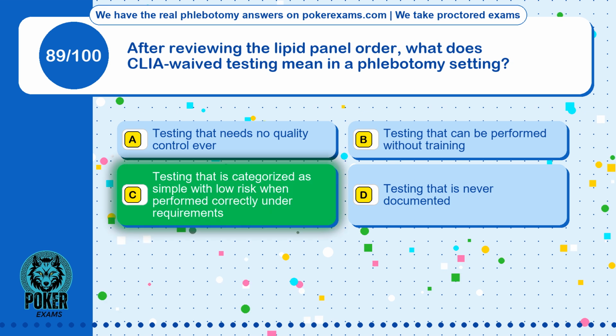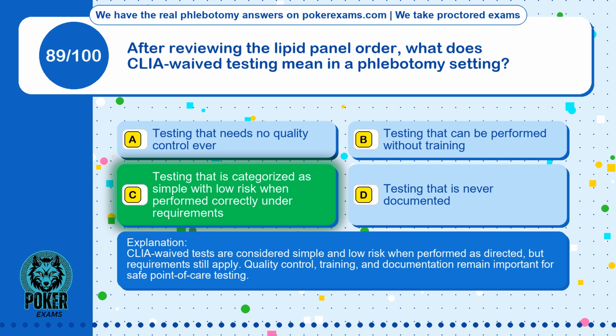The correct answer is option C. Testing that is categorized as simple with low risk when performed correctly under requirements. CLIA waived tests are considered simple and low risk when performed as directed, but requirements still apply. Quality control, training, and documentation remain important for safe point-of-care testing.